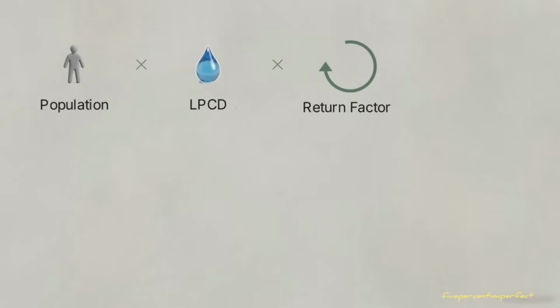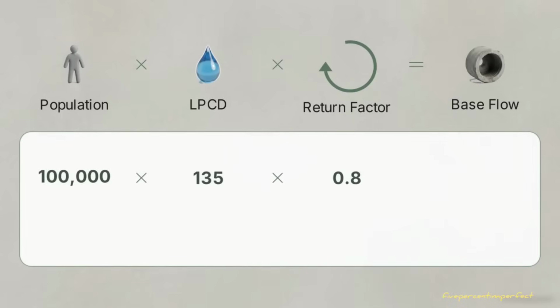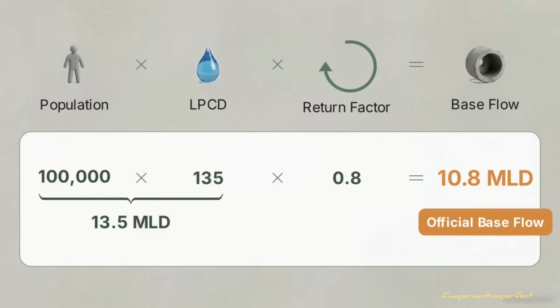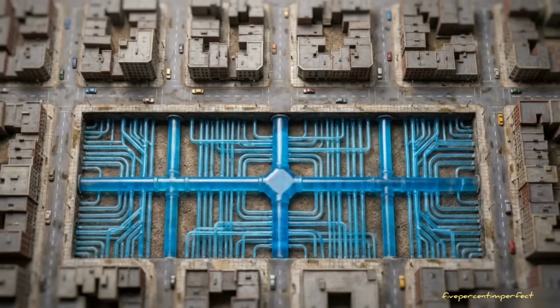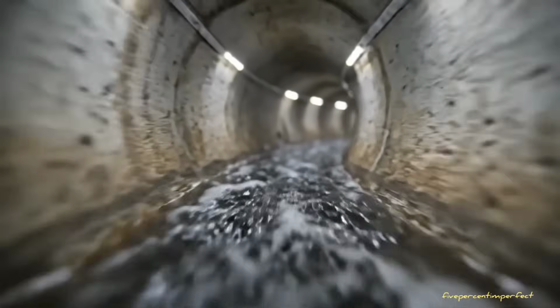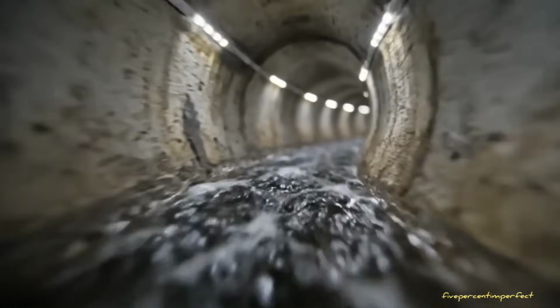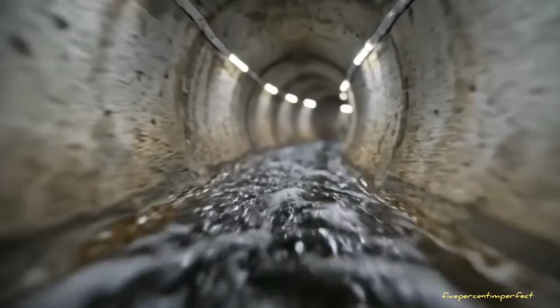This equation illustrates the final calculation: population multiplied by LPCD multiplied by the return flow factor equals the base flow. Applying the 80% factor to our case study, 13.5 MLD times 0.8 yields 10.8 million liters per day, the minimum volume the network must transport. This mathematical result serves as the master specification for the city's entire subterranean infrastructure. That 10.8 MLD dictates the exact physical diameter of the sewer mains, the downward slope of gravity pipes, and the electrical horsepower of pumping stations.